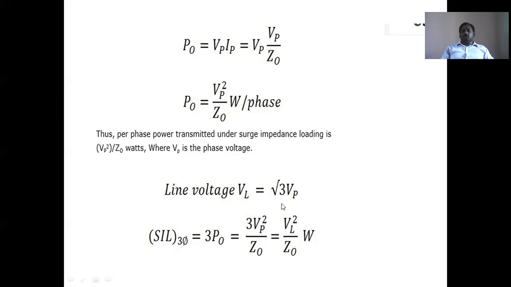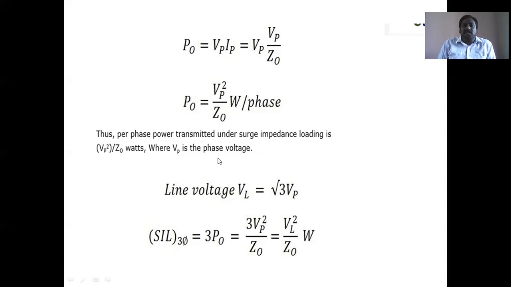3 into Vp square is VL square. That's why VL square by Z0 is the 3 phase surge impedance loading. Vp square by Z0 is the single phase surge impedance loading. That's how we derive the expression for the surge impedance loading.